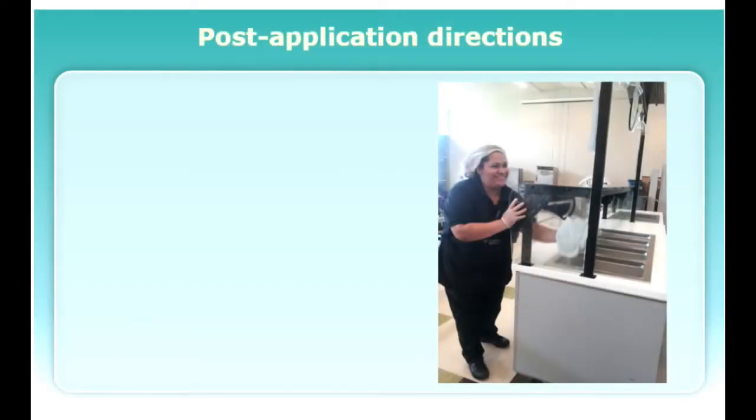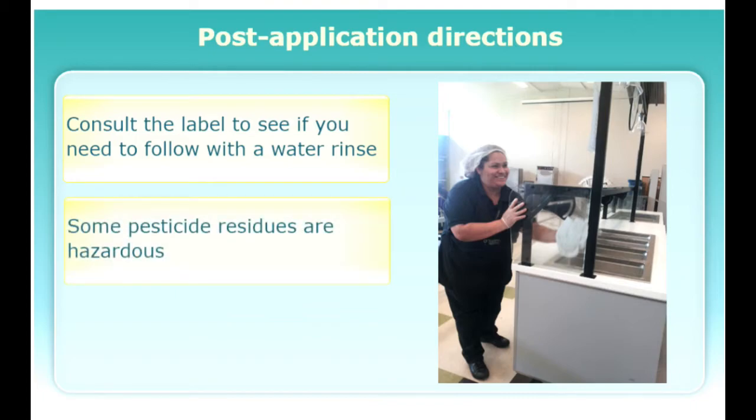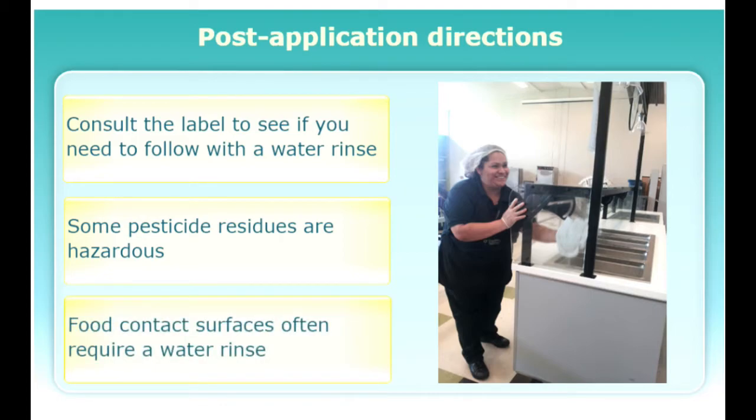Depending on the product, you might need to let it air dry after application, wipe it off, or rinse it off before touching the surface after application. Check the label for these post-application directions. If you don't wipe or rinse when the label requires it, you could leave behind product residue that is hazardous when it comes into contact with skin. Some antimicrobial pesticides can be used on food contact surfaces, but they may require a water rinse after application to make sure there's no risk of the pesticide residue being ingested.